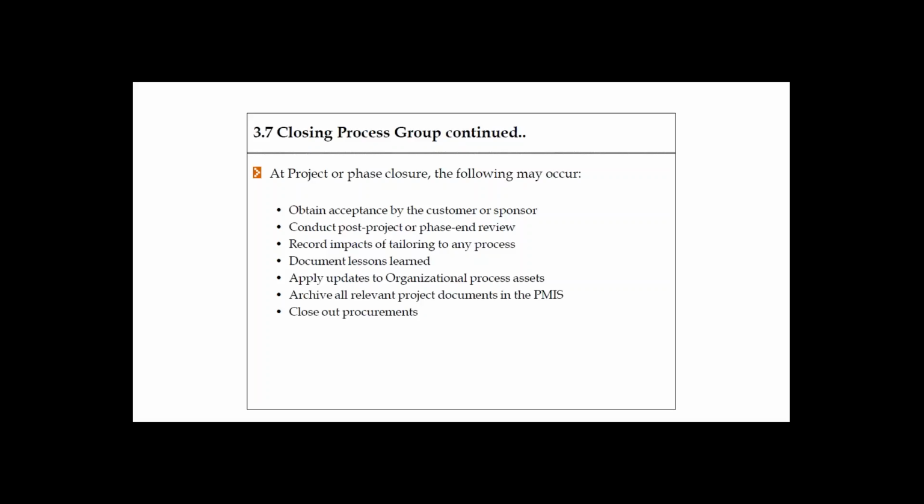Conduct post-project or phase-end review. See, basically, if you take agile, you have a retrospection meeting. Retrospection meeting is basically what went wrong, what went right, lessons learned, how can we improve. I'll just give an example because it is one of the ceremonies in agile, so you have a retrospection.